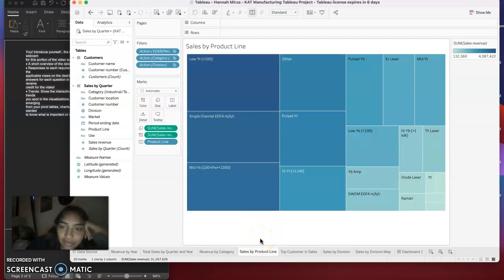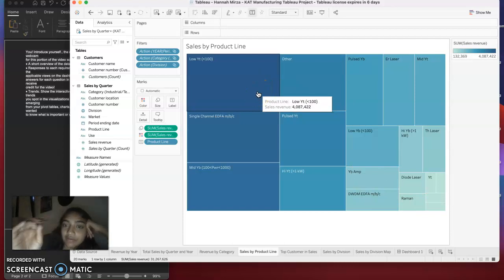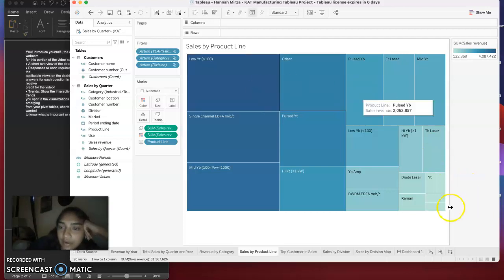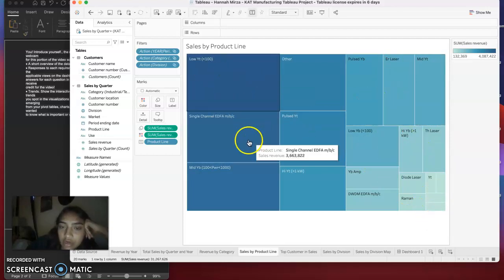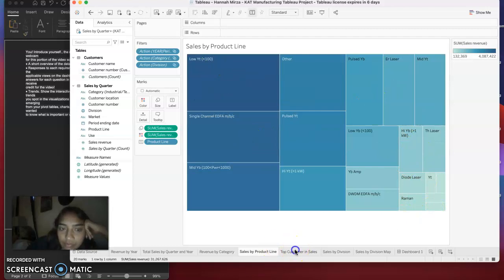Sales by product line is also really cool because in this graph, you can see the lighter colors are the least amount of sales per product, and the darker, bigger squares are the most amount of revenue per product. So as you can see, the low YT product line has the most sales out of the product line. This DWDM transport doesn't even have a million. It doesn't even have 500,000 or a quarter. So as you can see, it keeps going darker and darker and bigger squares, which is really cool.